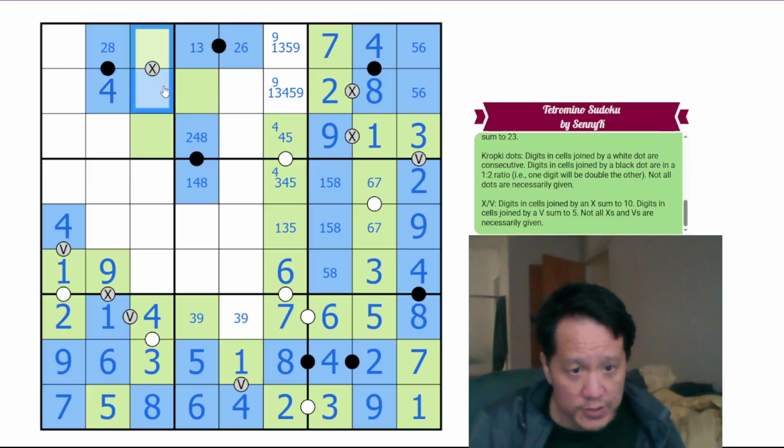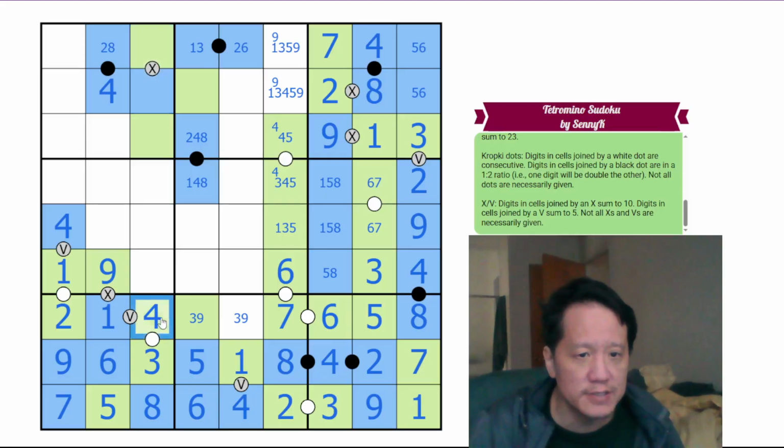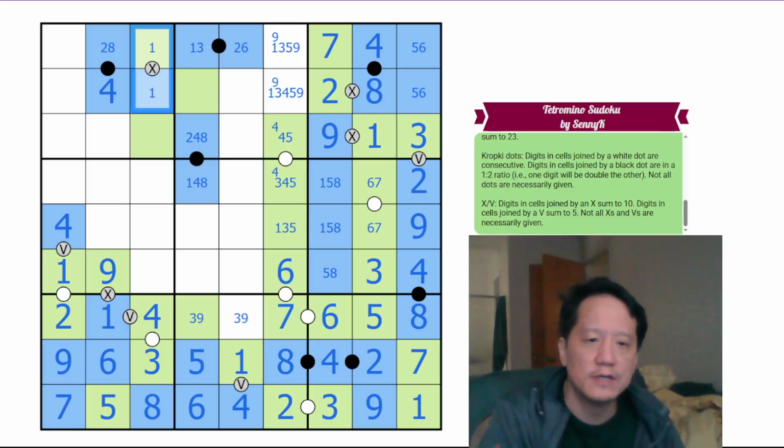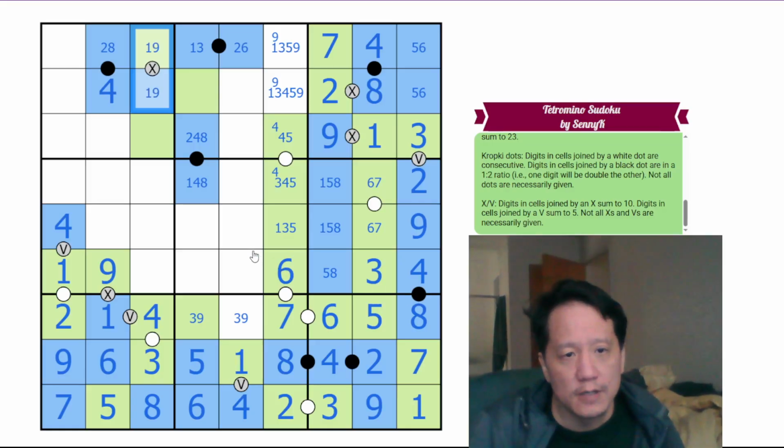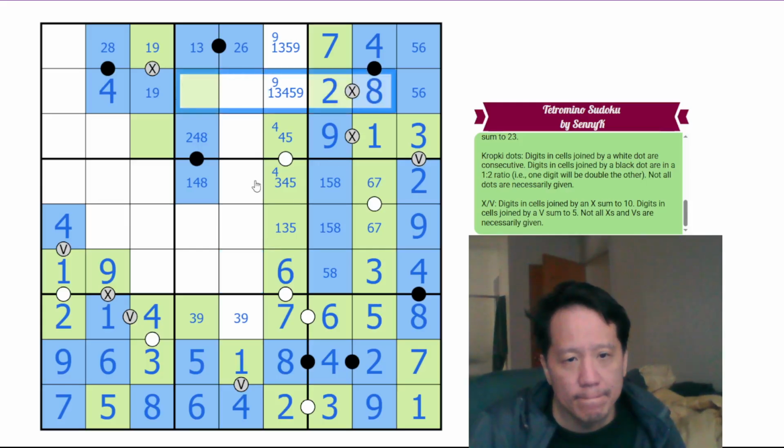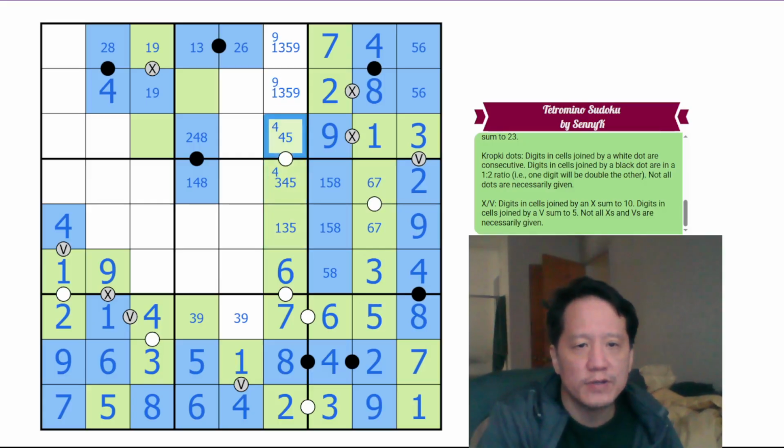This then cannot be 2 and 8 adding up to 10, cannot be 4 and 6, cannot be 3 and 7 because of the 3, 4 in the column. So this is 1 and 9. Hmm. This can't be 4 because of the 4 in one of these two cells.